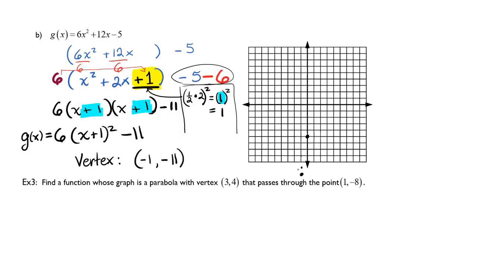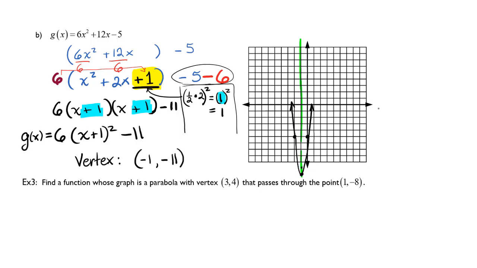And it is symmetric about -1. So there will also be a coordinate point to the left of -1. And if I connect the dots, my parabola will look something like this. It's opening upwards. It has a vertical stretch of 6, a horizontal shift of 1 to the left, and a vertical shift down by 11.